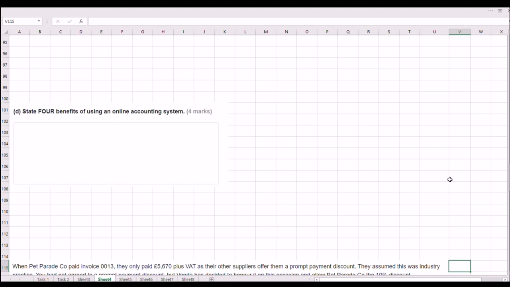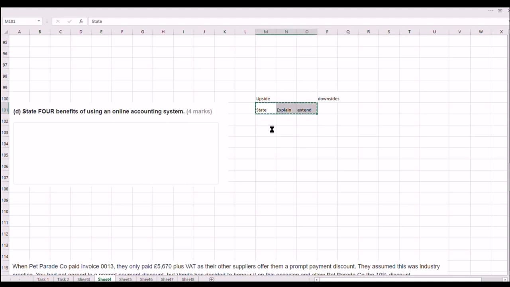Okay. State four benefits of using an online accounting system. And you see we're now into a written question. So this is great. People tend to struggle with getting started in a written question. So what we have is: state, and we're going to explain, and we're going to extend. And we've got upsides, and we've got downsides.